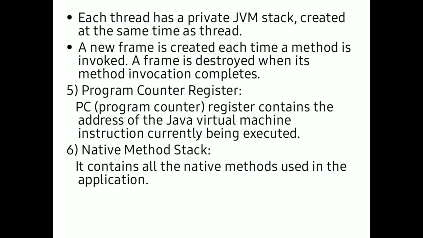And the fifth one is the program counter register, also known as the PC register. It contains the addresses provided by the Java virtual machine for the currently executing instructions. So the addresses of the presently executing instructions of the JVM are available in the PC registers.